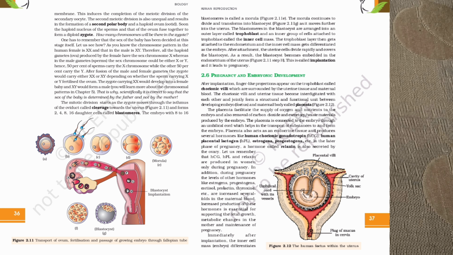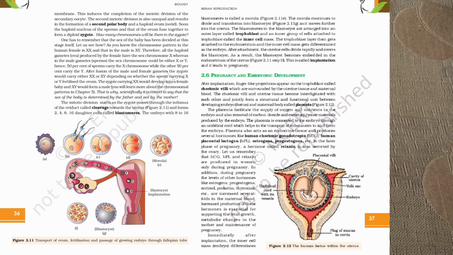The mitotic division, called cleavage, starts as the zygote moves through the isthmus of the oviduct toward the uterus, and forms 2, 4, 8 or 16 daughter cells called blastomeres. The embryo with 8 to 16 blastomeres is called a morula. The morula continues to divide and transforms into a blastocyst as it moves further into the uterus. The blastomeres in the blastocyst are arranged into an outer layer called the trophoblast and an inner group of cells attached to the trophoblast called the inner cell mass.